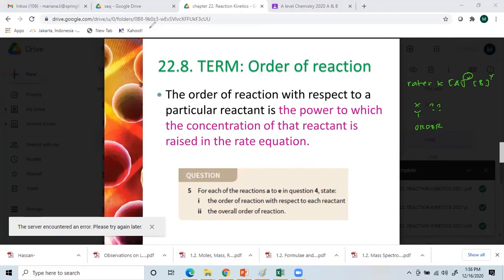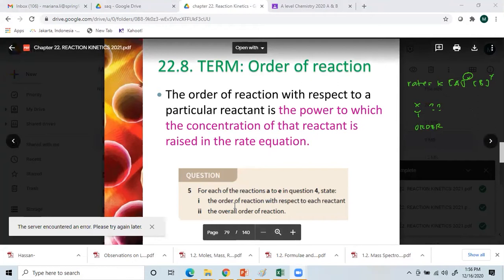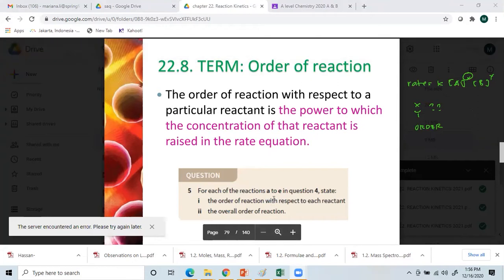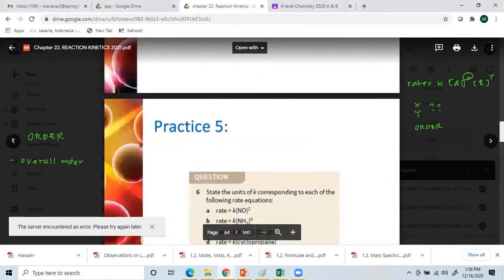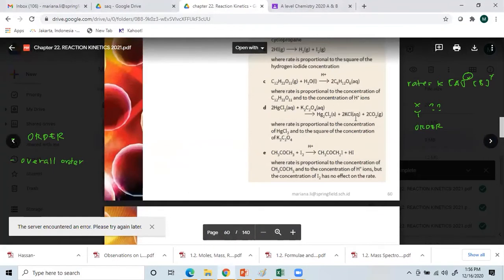Okay, let's see this practice question. For each of the reactions A to E in question 4, state the order for each reactant, and once again, the overall order. I will show you the question. Okay, this is the question.